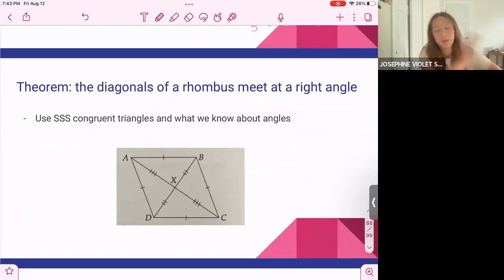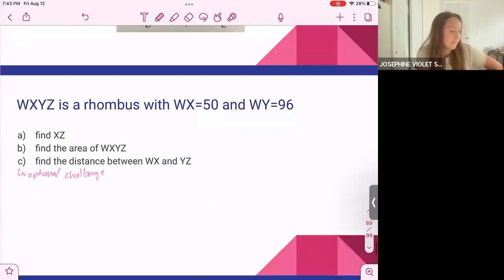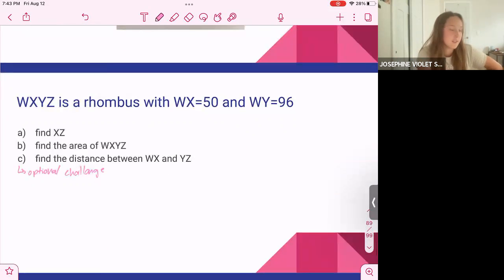Okay. So here's a theorem. The diagonals, okay, sorry, we went over this. I think my slides are out of order. Okay. So I have another practice problem here. It's just like basic areas and stuff, but you're actually gonna have to use the diagonals again. So let me draw out W, X, Y, Z. C is an optional challenge.